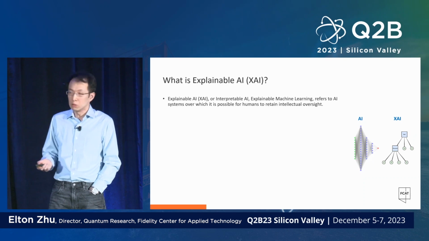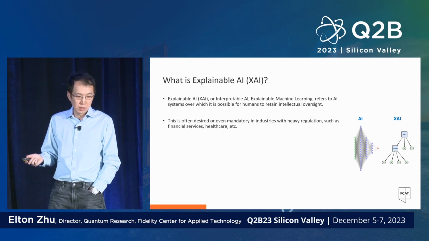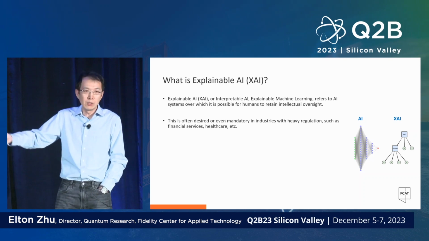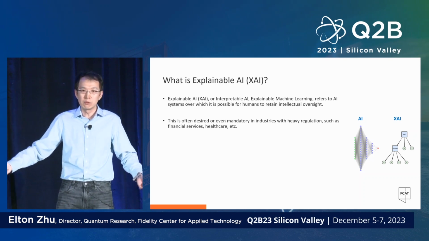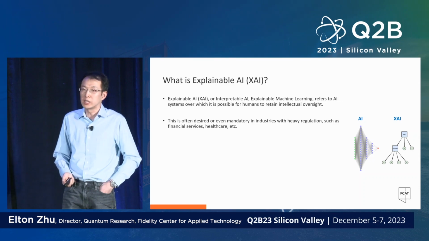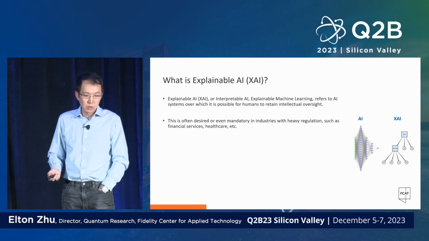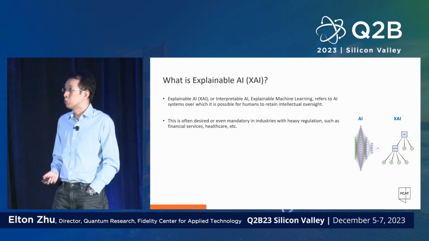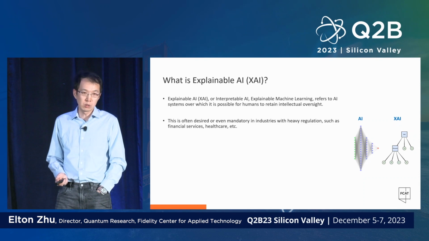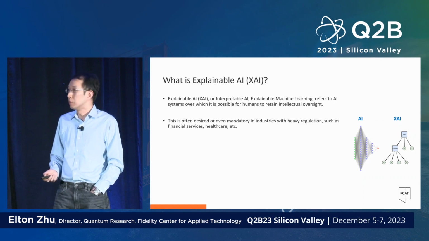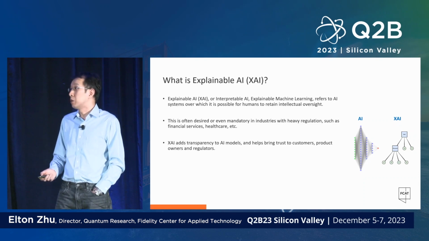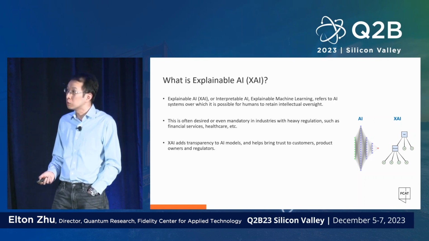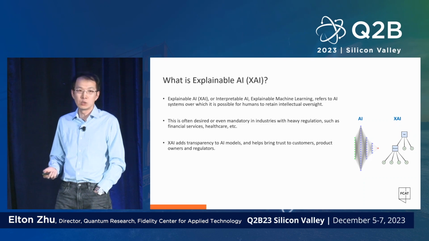So the fundamental difference there is that, you may wonder, the AI systems that we have work very well. So why do we need explainable AI? This is often desired or even mandatory in industries with heavy regulation. For example, financial services, healthcare, and so on. And also, explainable AI adds transparency to AI models and helps bring trust to customers, product owners, and regulators.